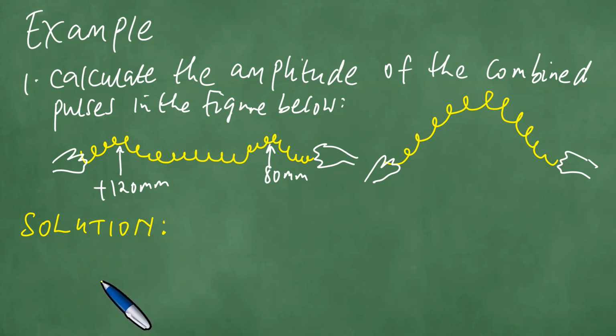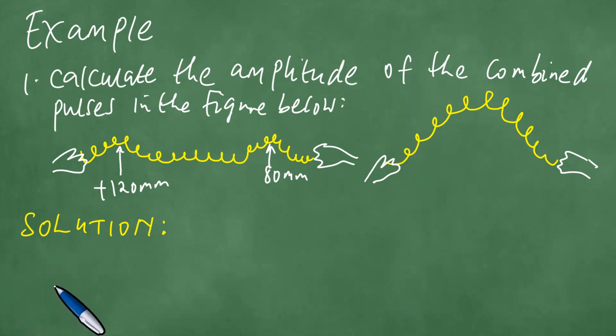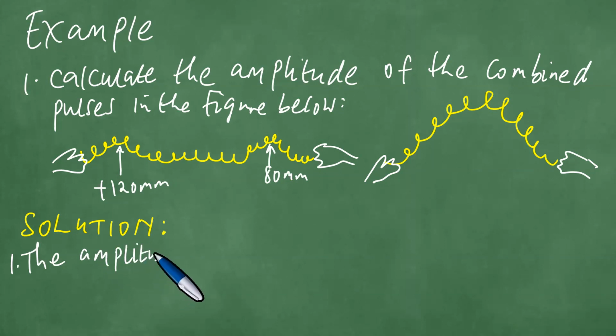Right, so obviously looking at the solution now, you can find the combined parts here. And so what is the answer to this? The amplitudes. It's 200 millimeters. What do you think it's going to be? 200. Good. Well done. Excellent. You are right.